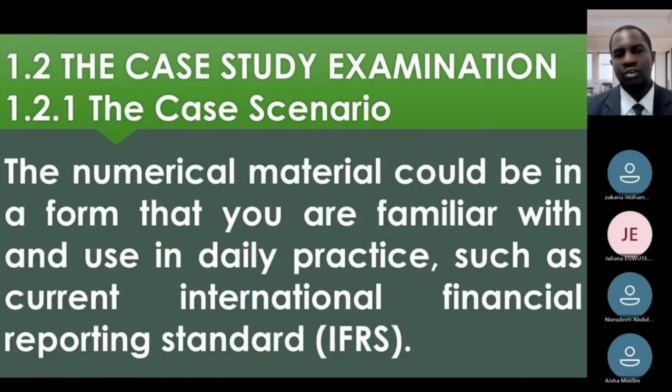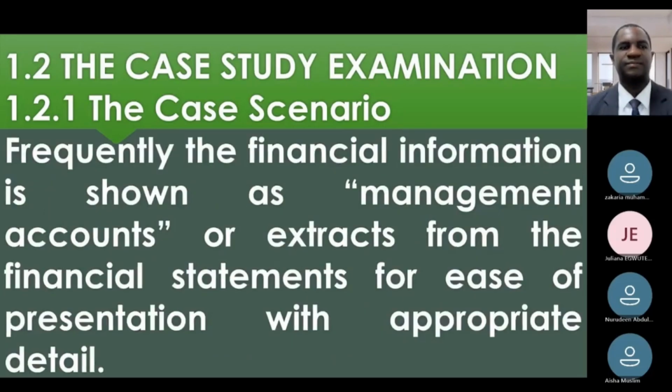So the numerical material could be formed, and you'll be familiar as you practice, with current IFRSs. So the material could come up with current IFRSs like we have currently in the pipeline, IFRS 18, that will be replacing IAS 1. So the examiner can decide to test that, even though it's not examinable currently till the IFRS is issued. So you have IFRS 17, insurance contracts, IFRS 16, leases. Any of these could form part of your numerical material in the case study exams. Okay, so frequently the financial information shown as management accounts, maybe in Exhibit 2, in Requirement 2, or extracts from financial statements for ease of presentation with appropriate detail will also be given to you in the exams.